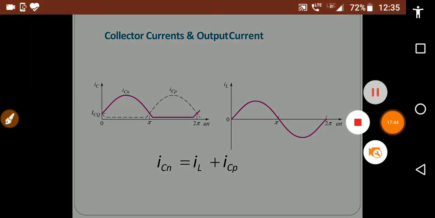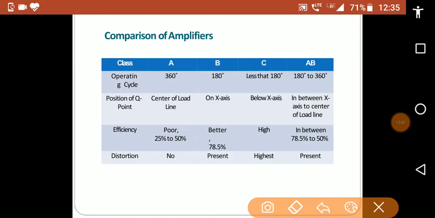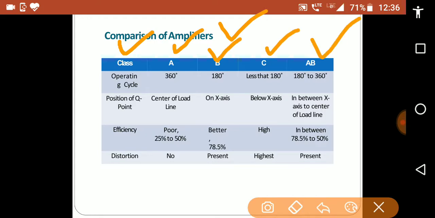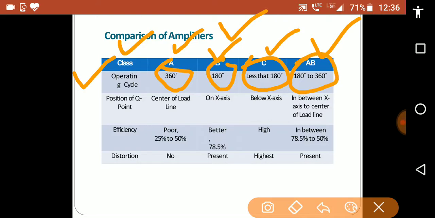So let us see the comparison of the amplifiers. This represents class A, class B, class C and class AB amplifier. First is operation cycle. In case of class A amplifier, the operation cycle is 360 degrees. In case of class B amplifier, it is 180 degrees. In case of class C amplifier, it is less than 180 degrees. And in case of class AB amplifier, it is between 180 degrees and 360 degrees.